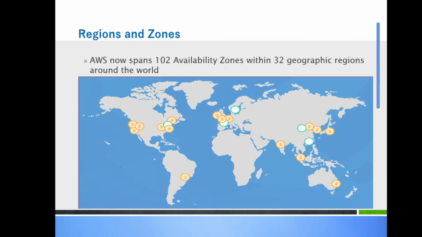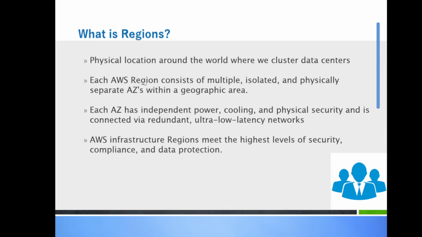So what is availability zone and what is region in general? Amazon has divided our physical location into different geographical areas, that is region. Inside regions there are availability zones. Now what is my availability zone and what is my region? A region is basically a physical location around the world where we create a cluster of data centers.